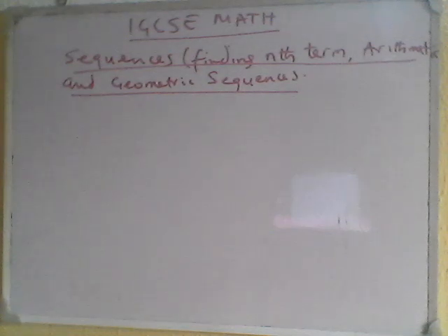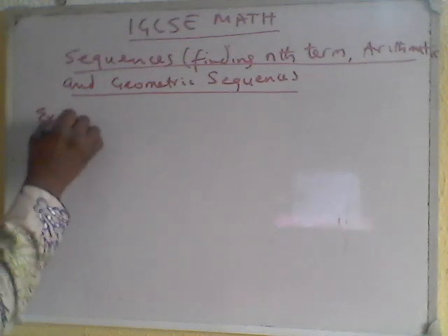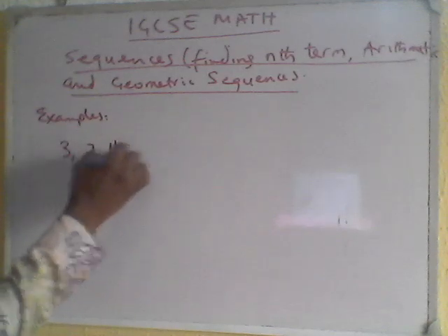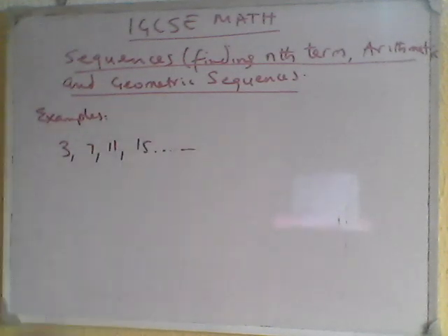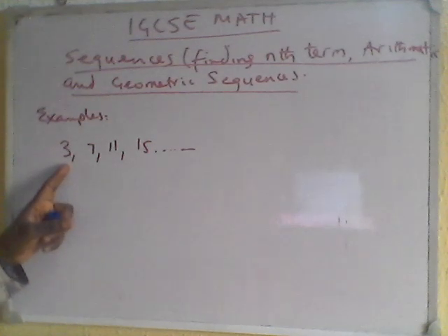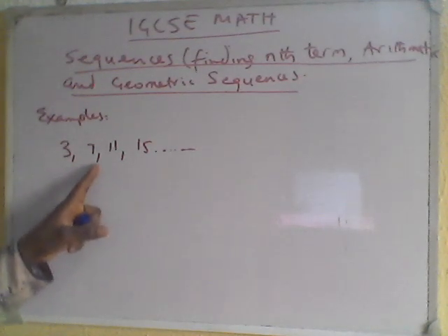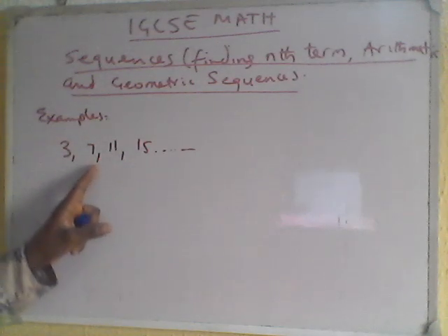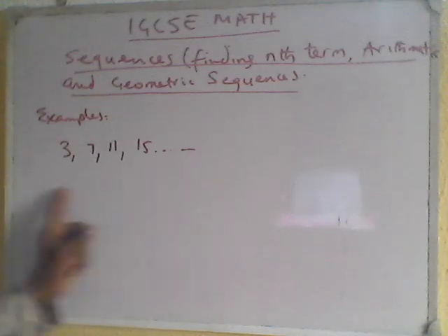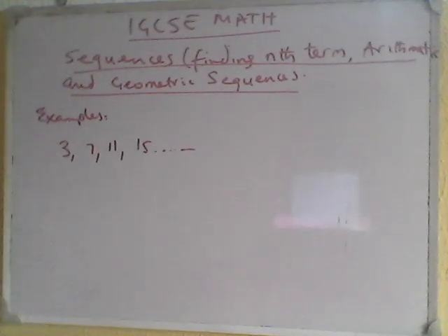All right, so a sequence is an ordered list of numbers following a pattern. Examples of sequences include 3, 7, 11, 15, and so on. So there's a pattern. They started with 3, and between 3 and 7, the difference is 4. If I add 4 to 7, I will get 11. If I add 4 to 11, I will get 15, and so on. So there's an order.